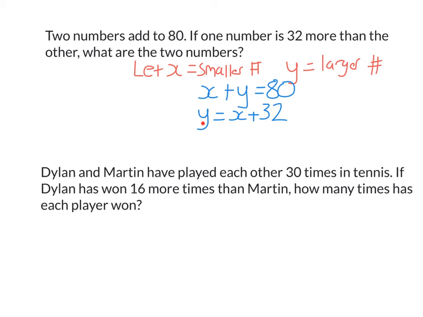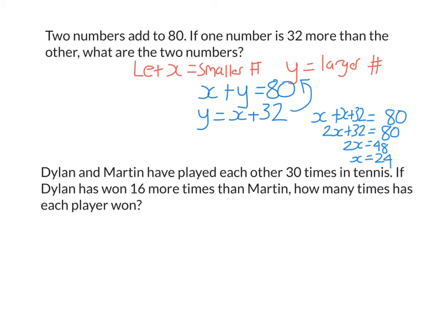So because this one has y as the subject, y by itself, I'm going to substitute this equation into the top one. So I'm going to take my equation x plus y equals 80. I'm going to rub out my y, and I'm going to replace it with x plus 32. So x plus x is 2x. You know how to solve these equations. We've done them a million times before. Subtract 32 from both sides and divide each side by 2.